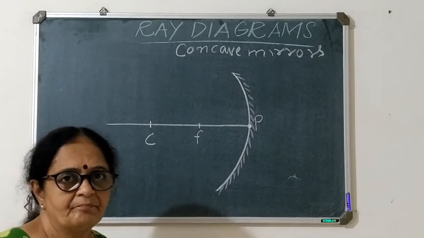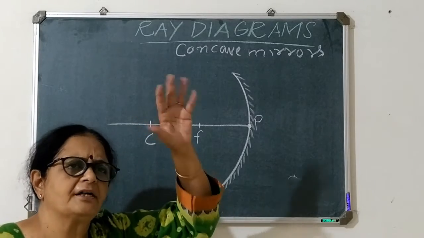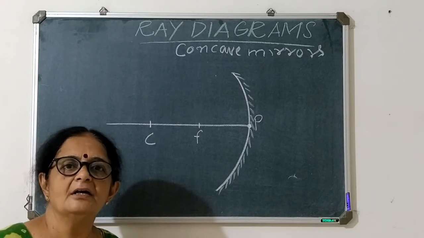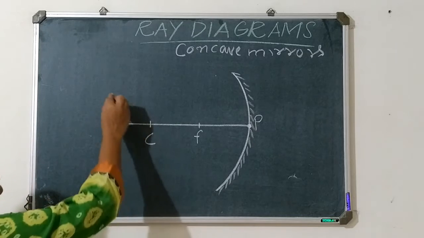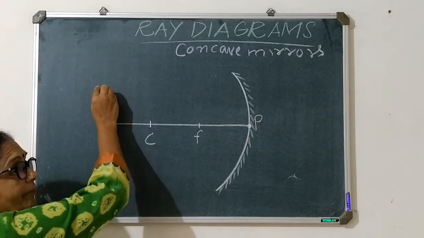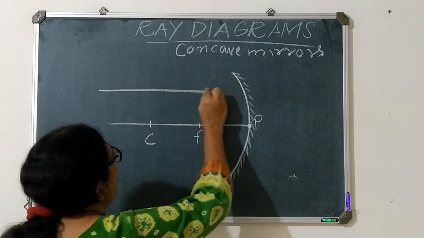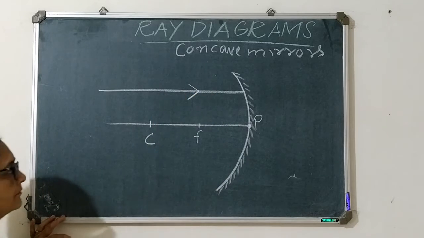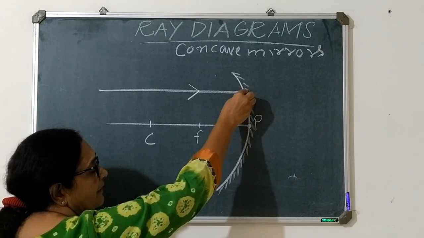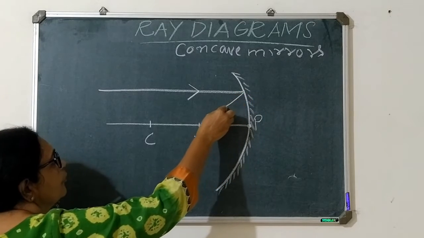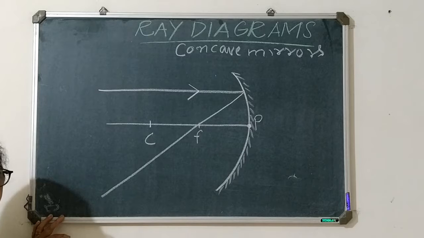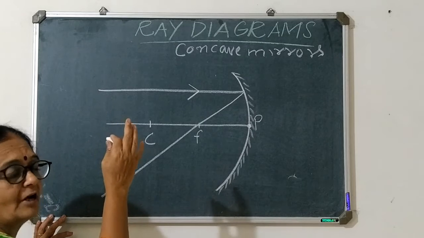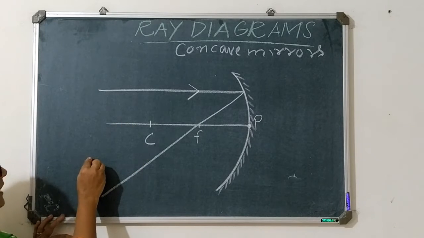If an object is at infinity, meaning very far away, the ray which is coming from that object will run parallel. Suppose this is the ray which is coming from infinity, so it will fall on the mirror. So this is the incident ray. After falling on the mirror, it will pass through the focus. Suppose the object is at infinity, that we cannot show it here because it is very far. Let us take one more ray and explain that.